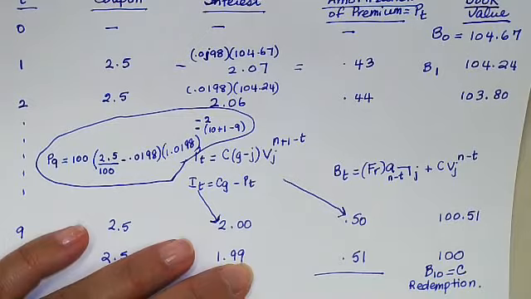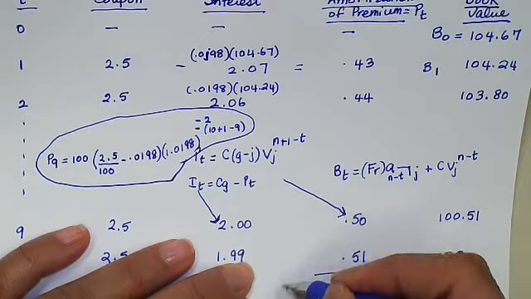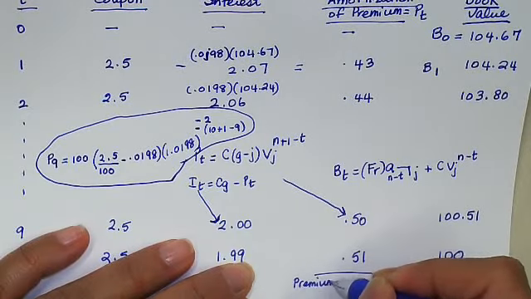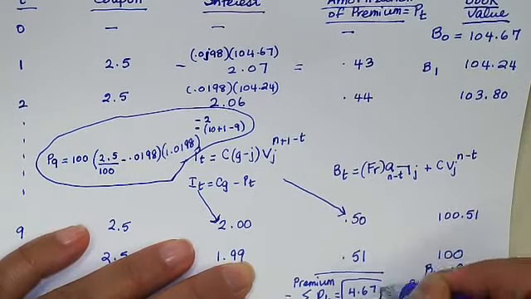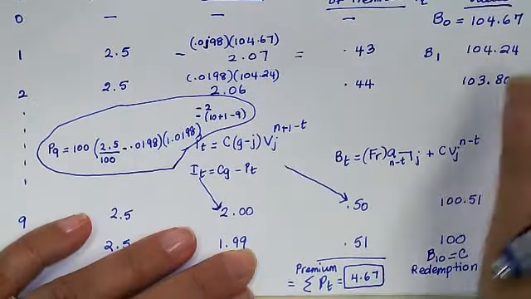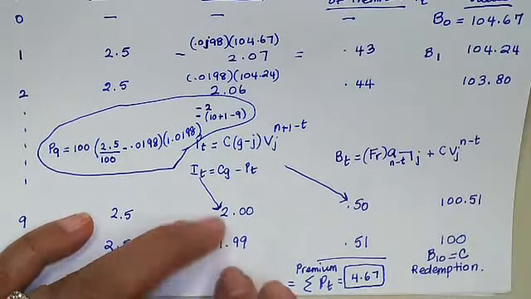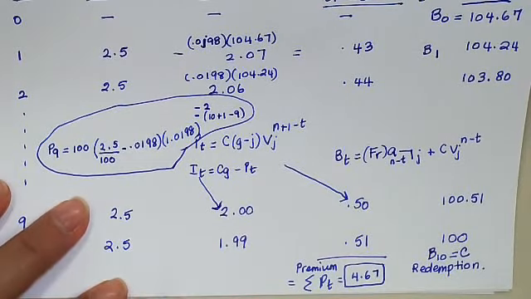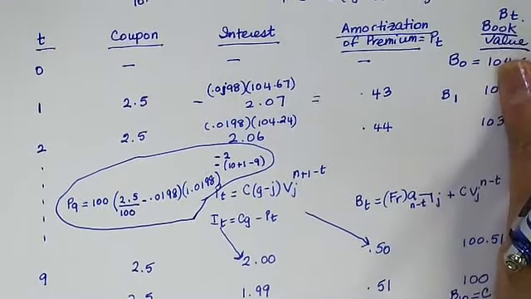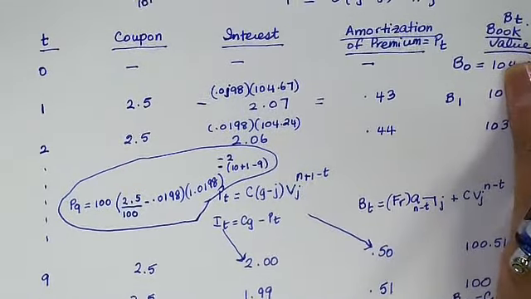Okay. By the way, what should I expect the sum of all these P of T's to be? The premium. Premium equals summation P of T, which is, in our case, 4.67. Premium, which is P minus C, right? 4.67, because P was 104.67.